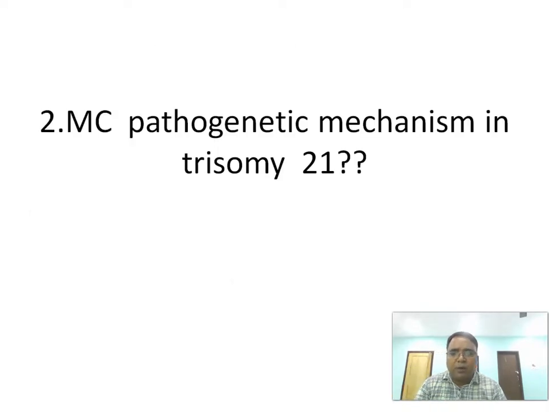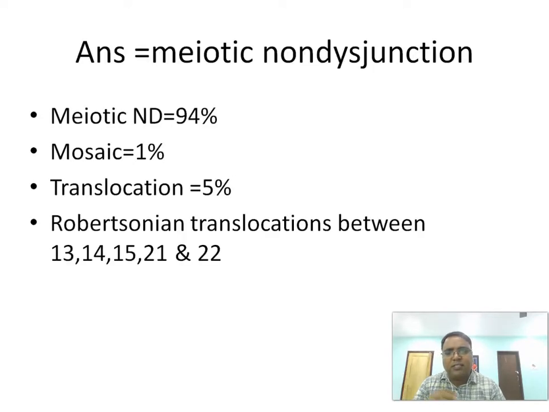Next, the most common pathogenetic mechanism in Down syndrome, trisomy 21, that we have discussed. The answer is meiotic non-disjunction, around 94%, mosaicism around 1%, translocation around 5%. The Robertsonian translocation can occur between chromosomes 13, 14, 15, 21 and 22.